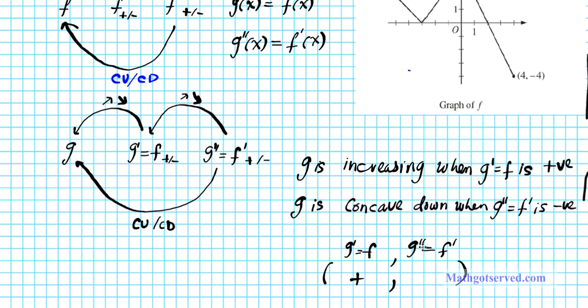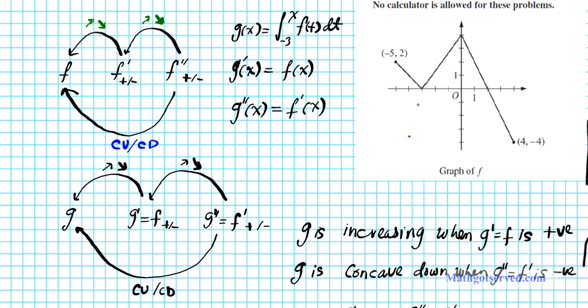And when G double prime, which is F prime, when G is concave down, it follows that G double prime is going to be negative. So what I'm going to do is take a look at these intervals and determine the sign of the first derivative of G and the second derivative of G. All right? So let's go ahead and do that.